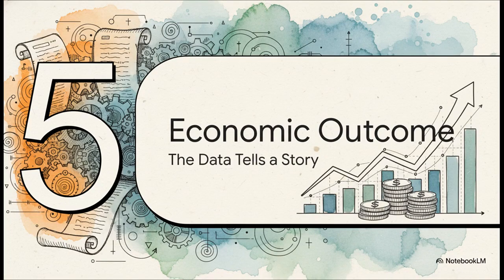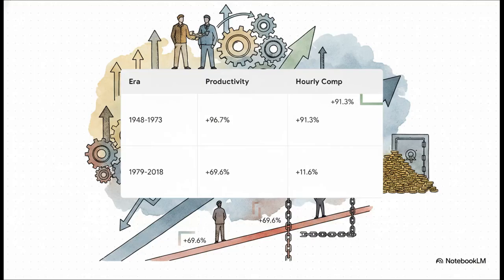Part 5. Comparing the economic outcomes. The data tells a story. All right, we've seen the theories, we've walked through the history. Now, how do the actual analytical metrics from these two eras compare? When we consider the productivity-wage gap, the story's pretty dramatic. During the Great Compression, productivity and wages moved in total lockstep. Workers became almost twice as productive, and their pay rose by pretty much the exact same amount.